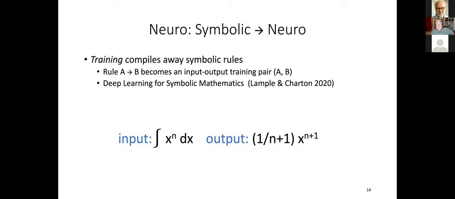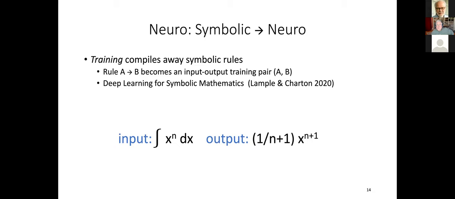So the idea in this approach is you're actually going to have a training process that compiles away symbolic rules all the way into this mysterious neural structure. So if you have a symbolic rule like A becomes B, turn that into an input-output training pair, A comma B, where A is the input, B is the label or the output. And you do that for a lot of rules, and you get a system that, surprisingly enough, can actually take an original input A and produce an original output B according to those rules.